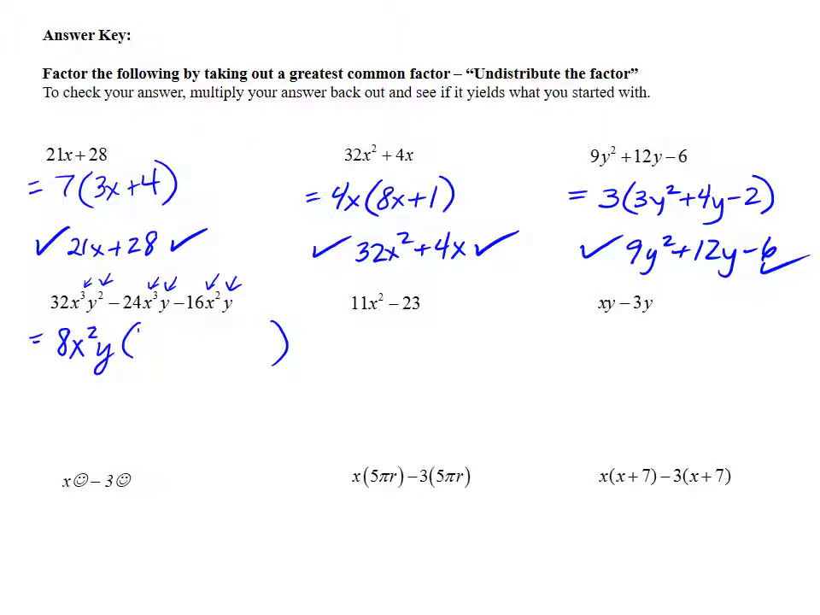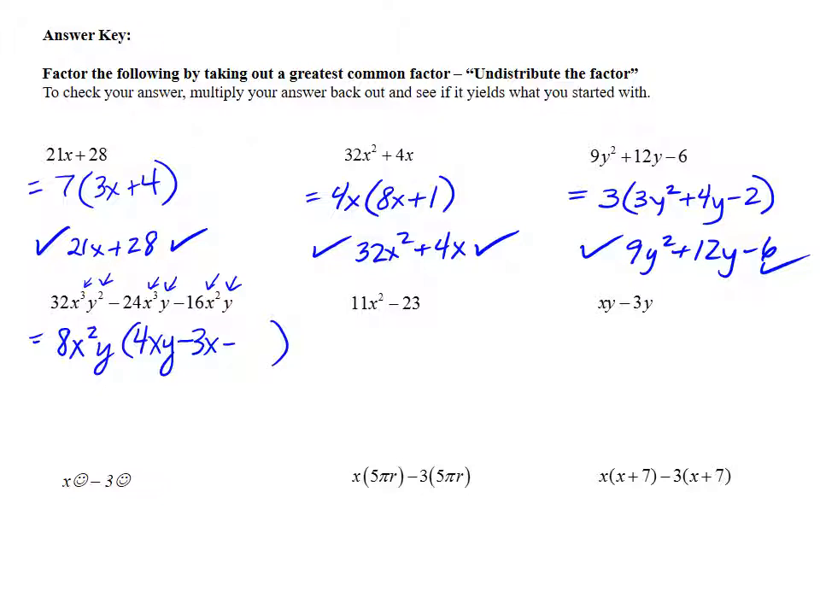32 divided by 8 is 4. X cubed divided by x squared is x. Y squared divided by y is y. So there's your first division. Now go to the next term. Negative 24 divided by 8 is negative 3. X cubed divided by x squared is x. Y divided by y is 1. So we have negative 3x left.